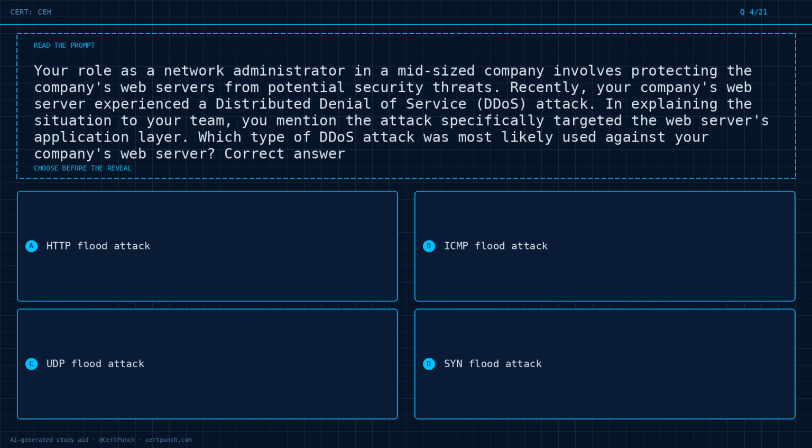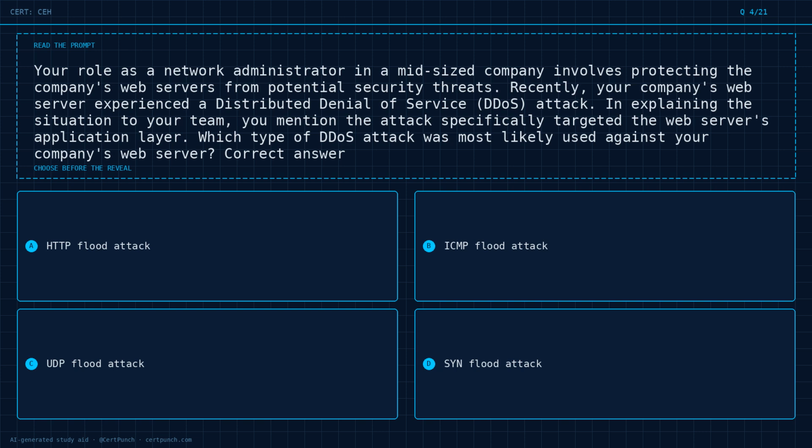Question 4 of 21. Your role as a network administrator in a mid-sized company involves protecting the company's web servers from potential security threats. Recently, your company's web server experienced a distributed denial of service, DDoS, attack. In explaining the situation to your team, you mentioned the attack specifically targeted the web server's application layer. Which type of DDoS attack was most likely used against your company's web server?